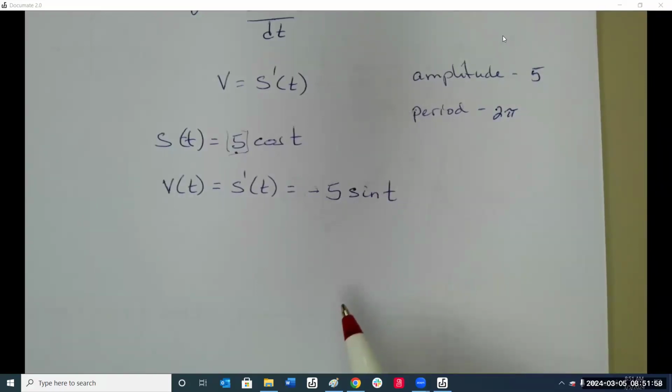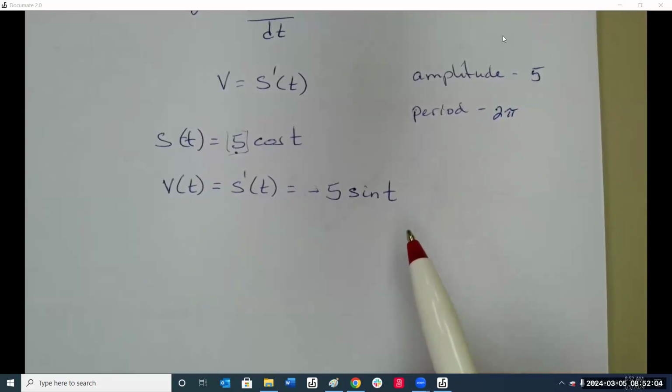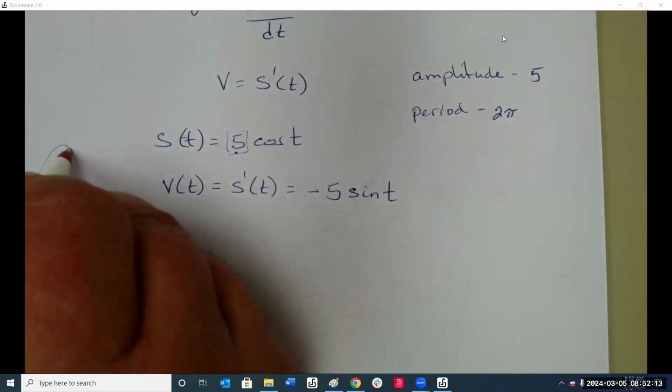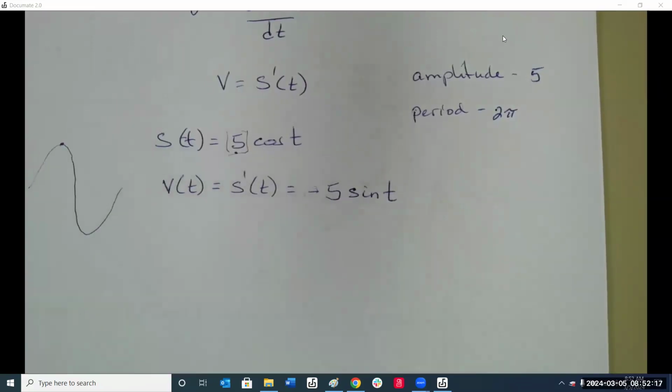3 pi over 2. So at 3 pi over 2, that's when the velocity is the greatest. Actually, what's happening is it's going to the greatest, because what happens at the top of the curve? What is the velocity there? Why is it 0? What's that?